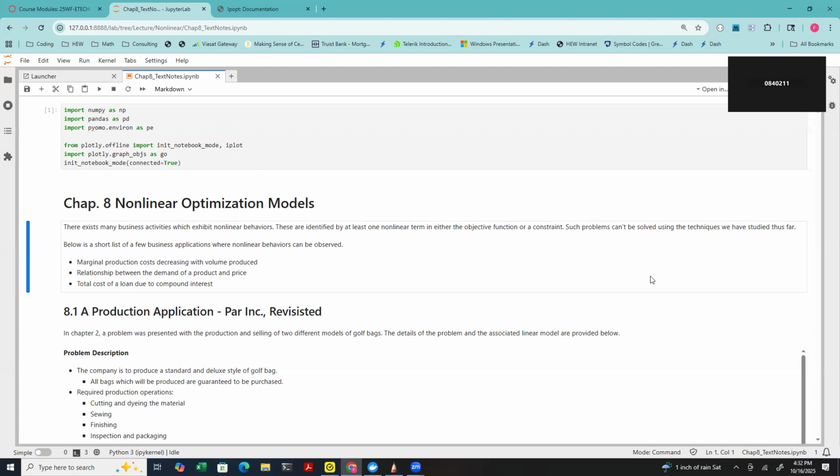Another is demand between product and price, and that's one thing that we'll look at very shortly in our first extension of this golf bag problem that we talked about a while back. But typically, that is something that we have to have in our minds, right? The higher something costs, the less people are going to be able to afford it, and there's going to be some relationship with the demand itself.